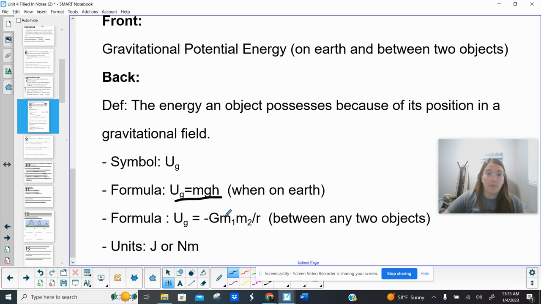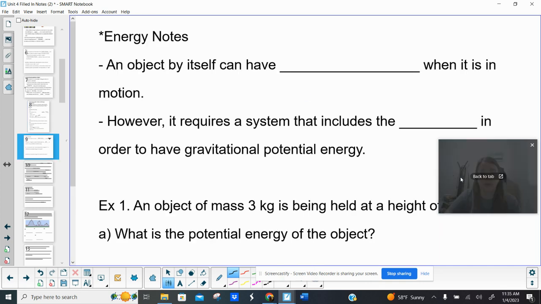One thing to note here is that UG is the symbol. It's not actually P for potential energy. P is a different variable for something else. So they use U for potential energy. I don't know why. It is what it is. Let's go ahead and keep going here.